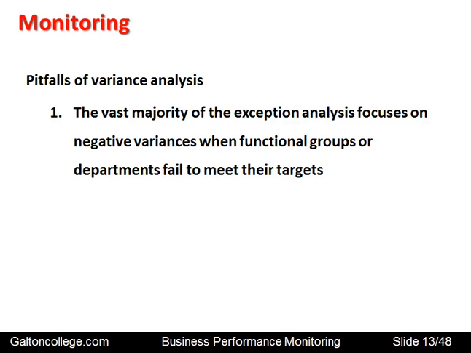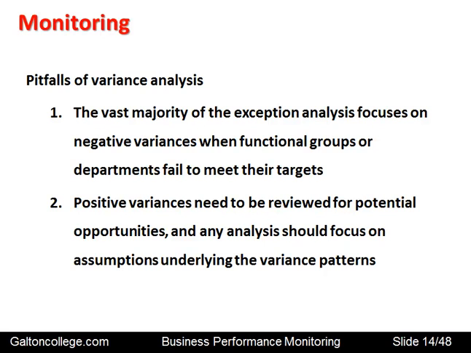The vast majority of the exception analysis focuses on negative variances, when functional groups or departments fail to meet their targets. That's the way we tend to think. We get very worried when we have a negative variance. We expected the budget to be so much and the budget was more. We spent more than we expected. That's a negative variance, and that's a big issue. That calls into play monitoring and close scrutiny to see what happened, why was it over budget. So we tend to pay a lot of attention to negative variances.